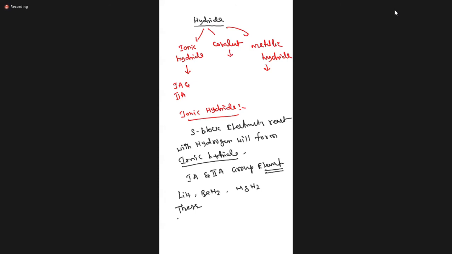These all are what type of hydrides? These all are covalent hydrides, which are insoluble in water. I told you yesterday that BeH2 and MgH2 are polymeric hydrides. CaH2 is called hydrolith, like that I told you.